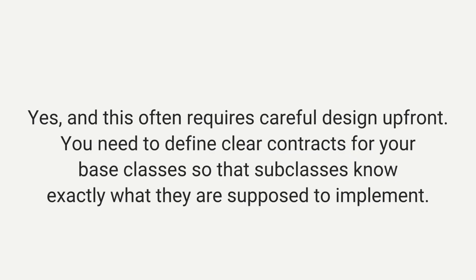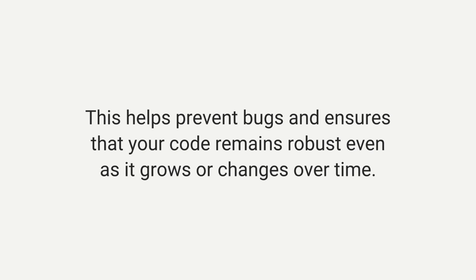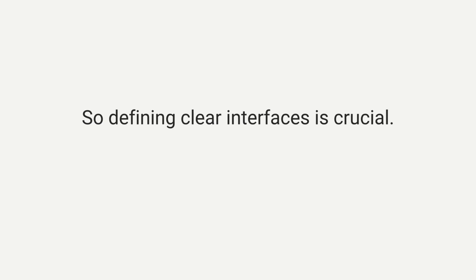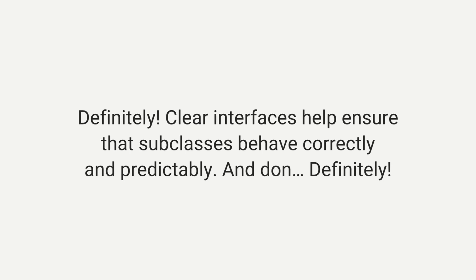You need to define clear contracts for your base classes so that subclasses know exactly what they are supposed to implement. This helps prevent bugs and ensures that your code remains robust even as it grows or changes over time. So defining clear interfaces is crucial. Definitely. Clear interfaces help ensure that subclasses behave correctly and predictably.